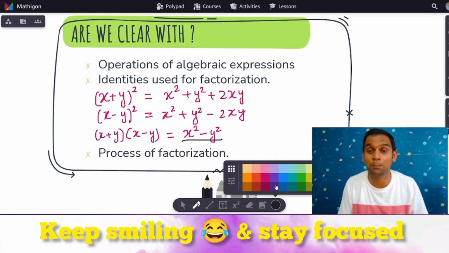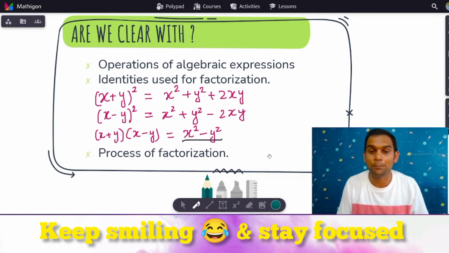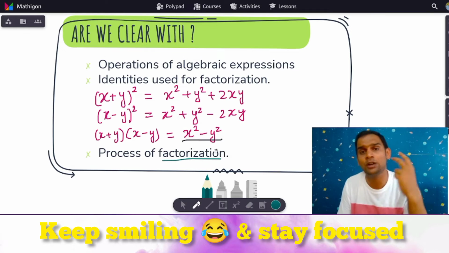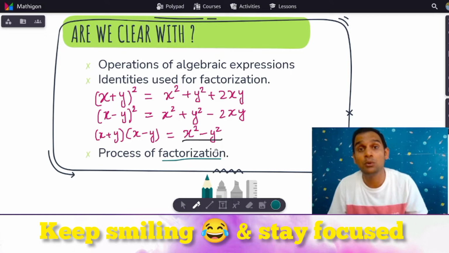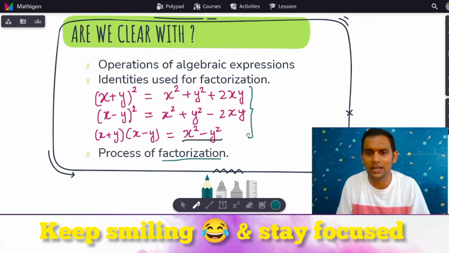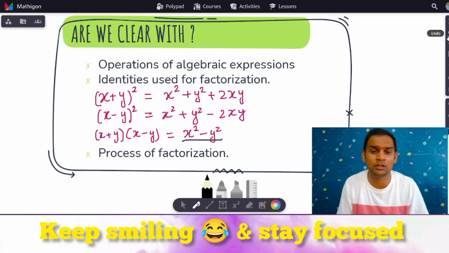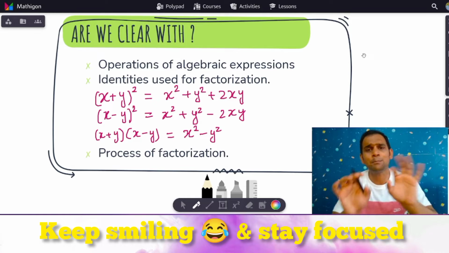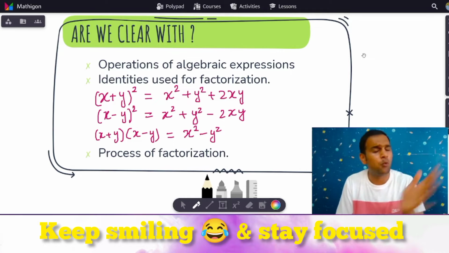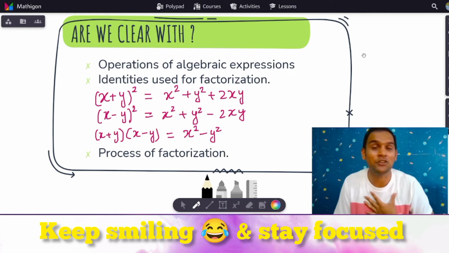Now, are we clear with the process of factorization? In the process of factorization, we try to factorize with the help of splitting the middle term. We try to factorize by taking out the common factor in the expression. We try to factorize with the help of different identities. Over here, we have three identities mentioned. There is one more, which is called quadratic trinomial, where we split the middle term. I hope you can remember splitting the middle term. So these are the basic things which we must be knowing before starting this chapter.